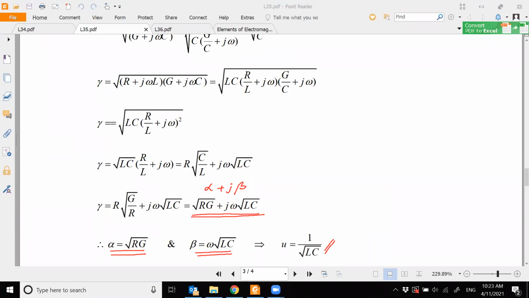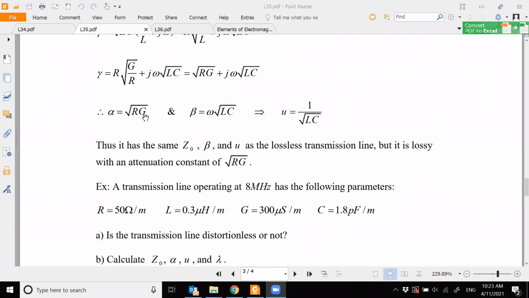You can check. And therefore, looking at the expressions of alpha, beta, and U, I can assure that my alpha no longer has any omega term here, so it is independent of omega. And beta is just a function of omega, as we have already seen for the TEM waves, omega root of LC. But remember, your distortionless transmission line is lossy.